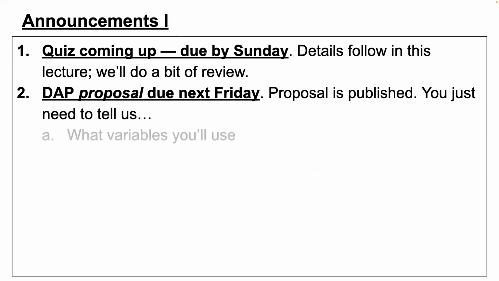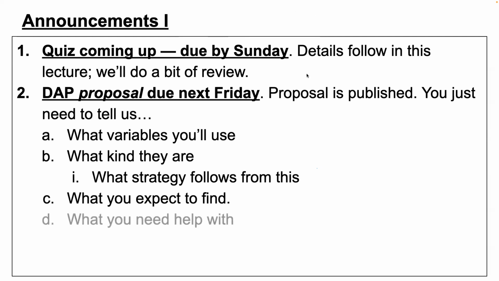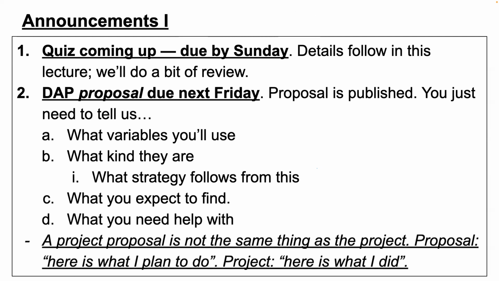The proposal is published. Here's what you need to tell us. And by the way, I know sometimes people evidently haven't submitted a project proposal before, so don't freak out. This is not the project, it's a proposal. You're just going to tell us what you want to do. You want to say what variables you'll use, what kind they are, so qualitative, quantitative, and within that, what are their subtypes? So nominal, ordinal, ratio, interval. What kind of strategy follows, what you expect to find, what you need help with, and that's pretty much it.